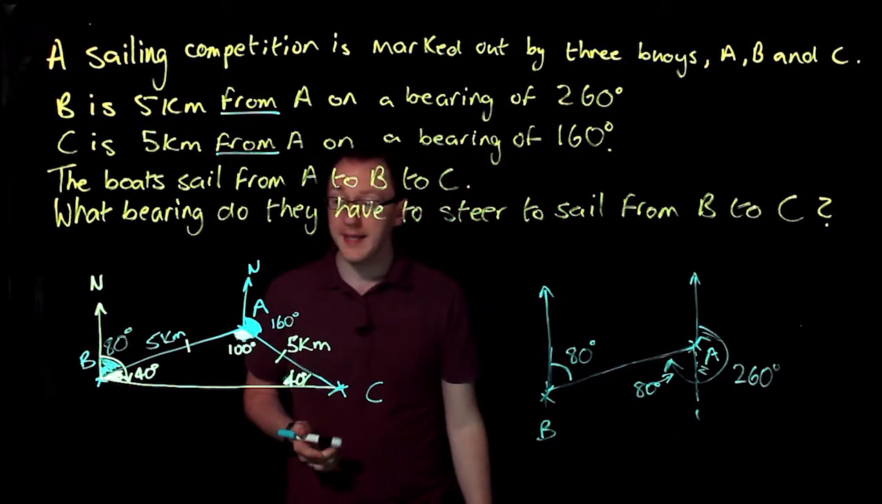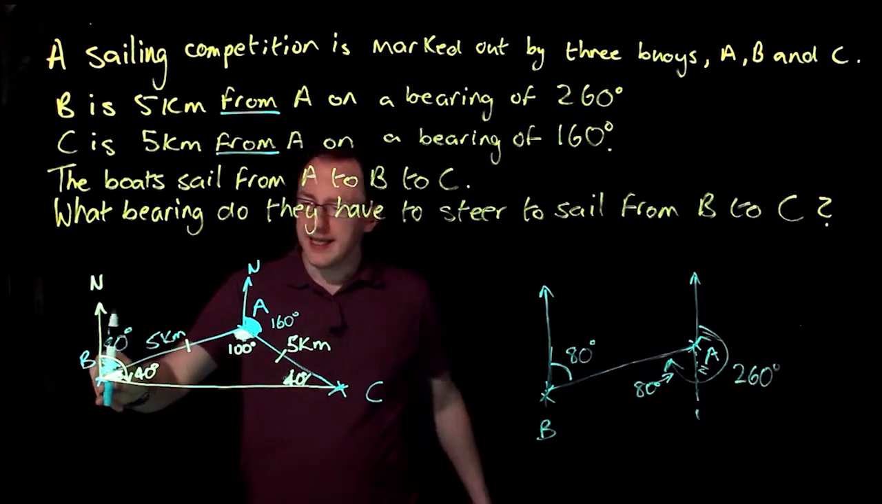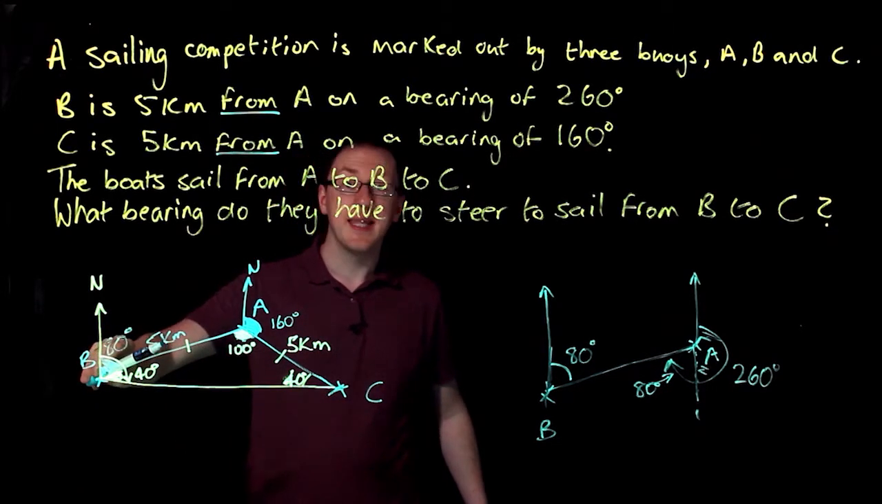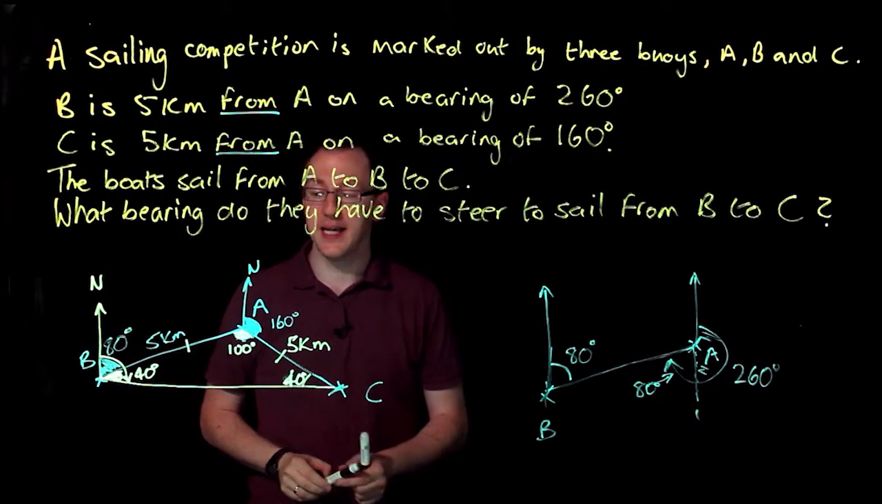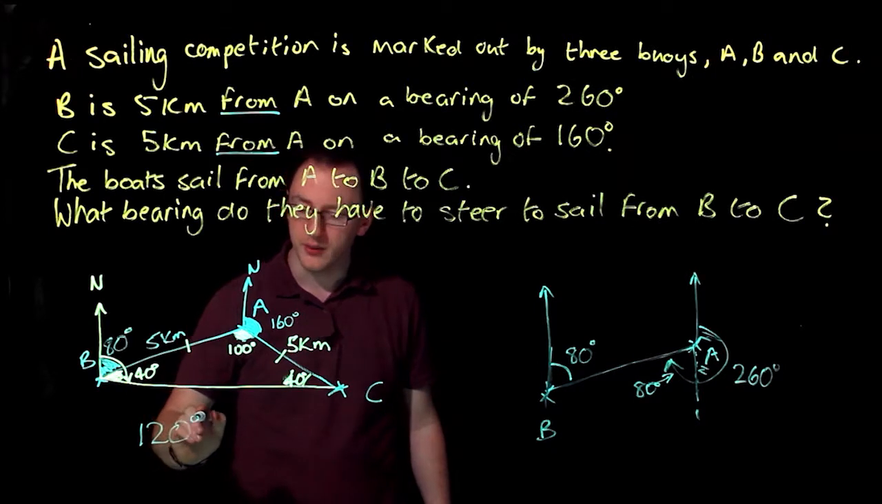So our bearing of C from B is going to be the 80 degrees to get to A and the extra 40 degrees to get to C. So the bearing that we're looking for is 120 degrees.